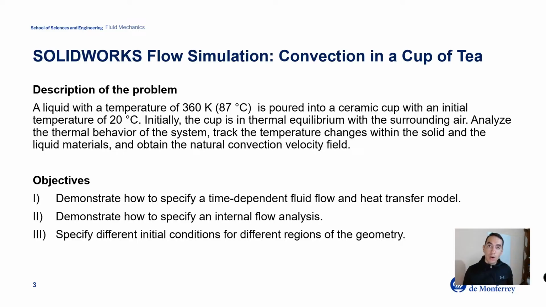The geometry or the model is going to be composed of both the fluid part and the solid part. In the case of the fluid, we're going to assume that we have water, and the water is at an initial temperature of 87 Celsius degrees. On the other side, the cup is made up of a ceramic material. In this case, we're going to be using a typical alumina, and the initial temperature of the alumina is going to be 20 Celsius degrees.